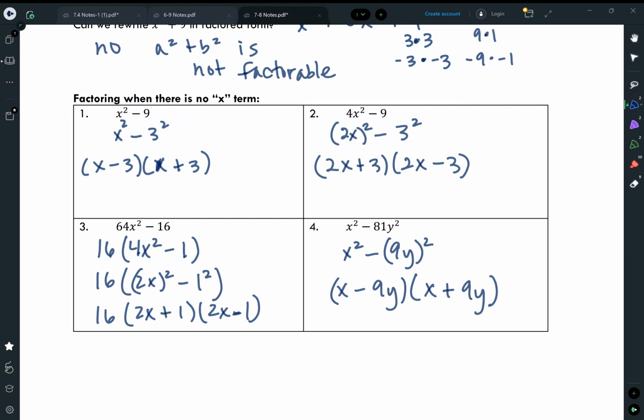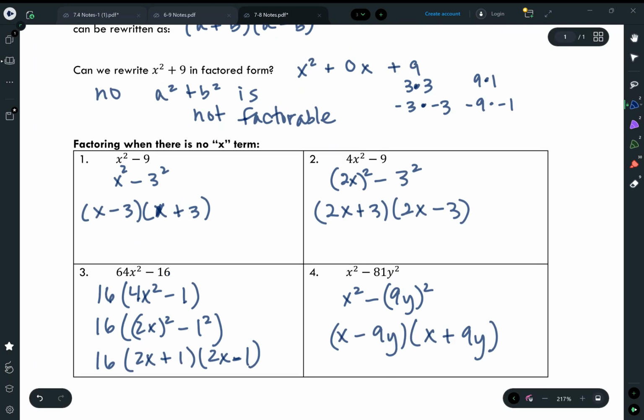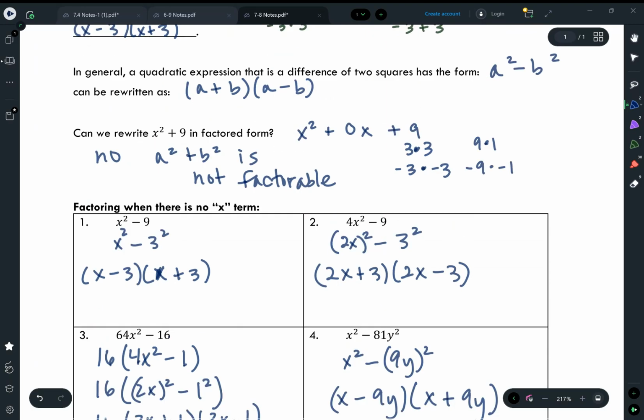So lots of new factoring today. Everything's going to be mixed together, which is going to make it a little bit more difficult for you. But I think these really stand out because we do not have an x term. We are missing the linear term. And so I have an a squared minus b squared. We're really looking for that form.